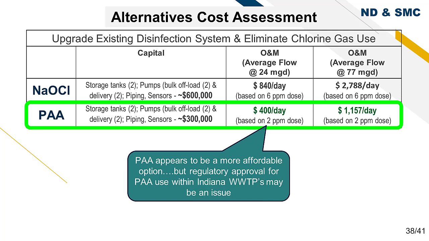All in all, the sodium hypochlorite system would cost about $600,000 to install and $840 per day to operate. The peracetic acid system would cost about $300,000 to install and about $400 per day to operate. Though the savings from peracetic acid are significant, the value of the system is contingent on the approval of this chemical for use in Indiana state wastewater treatment plants, which has yet to occur.